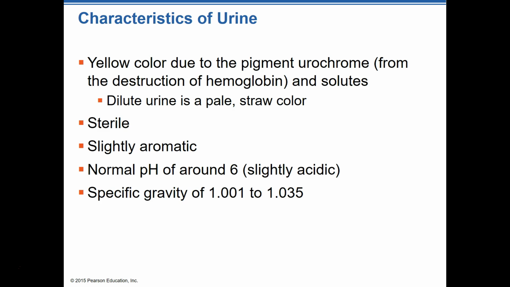Urine is sterile. Believe it or not, no, it doesn't have living cells in it, or it shouldn't. If it does have living cells in it, it usually means there's some sort of damage or infection going on in the kidney. Slightly aromatic, maybe a little more aromatic for some than others.